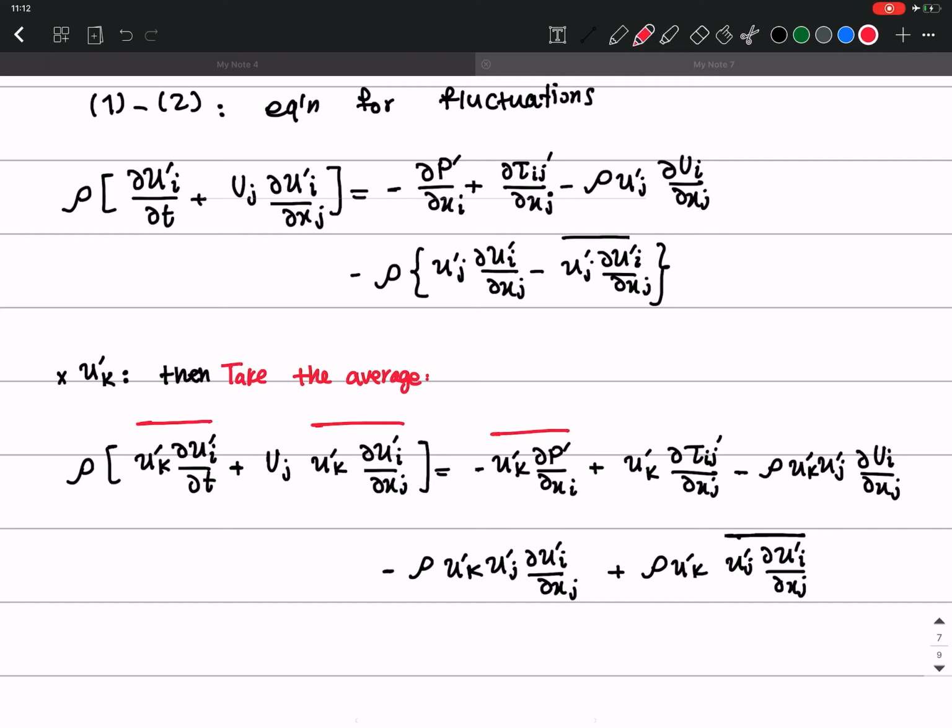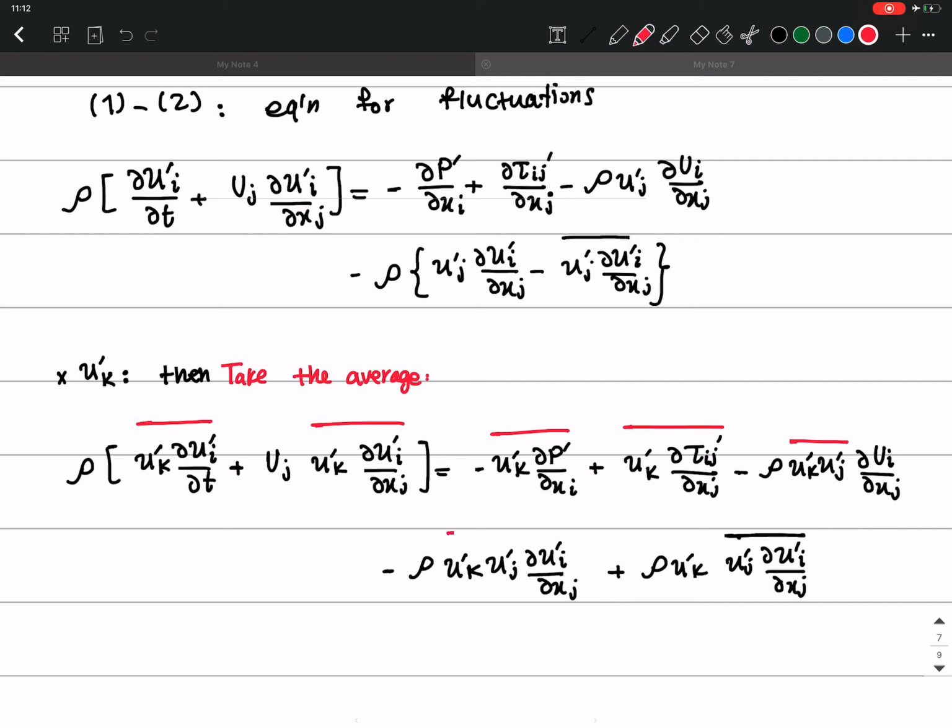This term is going to stay. It's again the average of two fluctuations. We don't know whether it is 0 or not. Same thing for here. And for this term, again, this is a number, so we can take it out of the average. It's already an average, so the averaging only stays for these two terms.